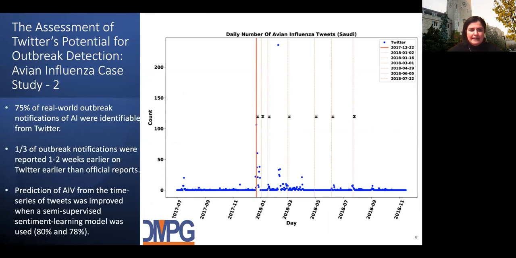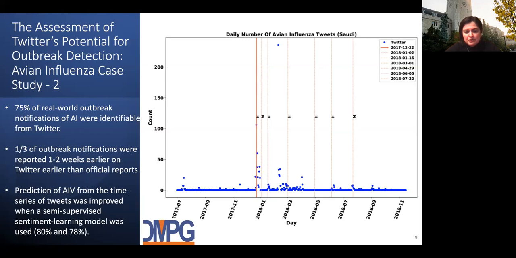So basically, 70% of real-world outbreak notifications of AI, and by AI, this is avian influenza, just to save space, were identifiable from Twitter. So 1/3 of the outbreak notifications were reported 1 to 2 weeks earlier. And again, this is 2017, and this is for avian influenza. So it wasn't for human kind of infectious disease outbreak.